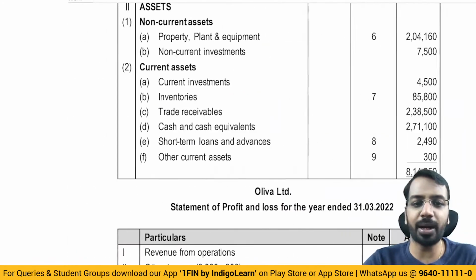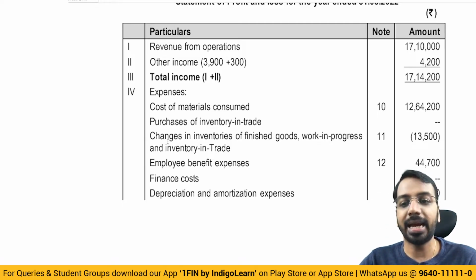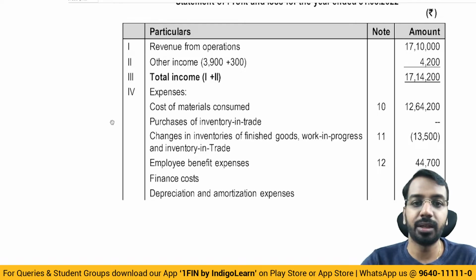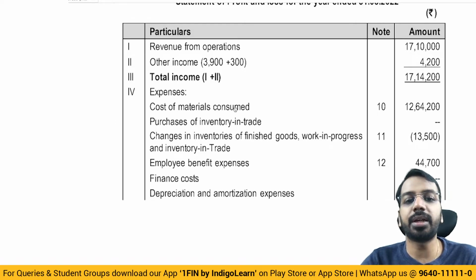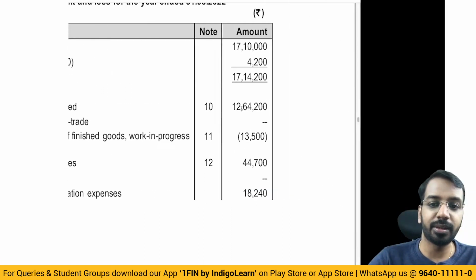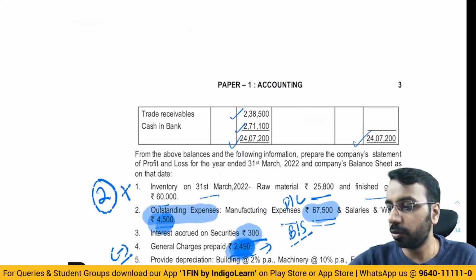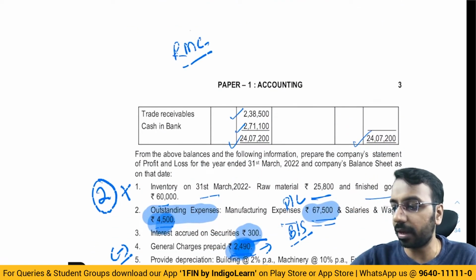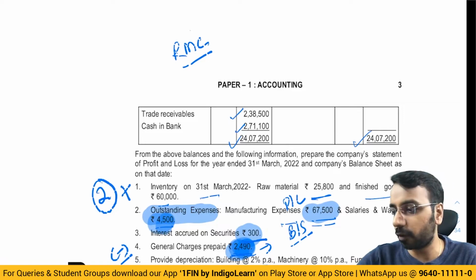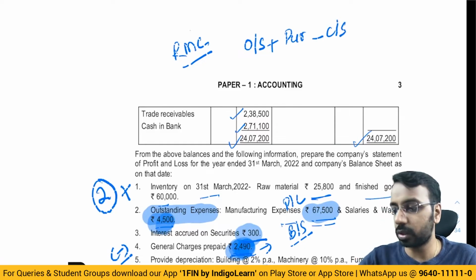Now coming to the P&L part, revenue from operations directly, you can take it from the TB. Other income 3,900 is given in the TB and 300 is your outstanding. Then most important, cost of materials consumed. Now what is this cost of materials consumed? Please remember that when you are preparing P&L in the format of schedule 3, you need to calculate raw material consumed. And I have always been telling you the golden formula: opening stock plus purchases minus closing stock.